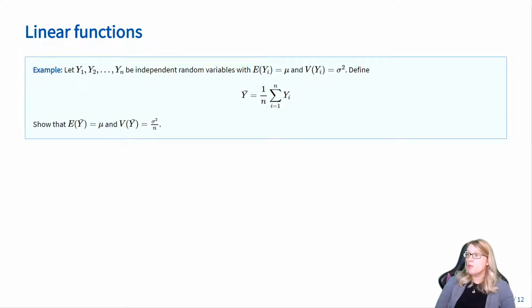So let's let y1 through yn be independent random variables with expected value of yi being mu and variance being sigma squared. I'm going to define the sample mean, y bar, as 1 over n times the sum of the y's. Let's show that the expected value of the sample mean is mu, the expected value of the individual y's. Let's also show that the variance is sigma squared over n. One thing I want to point out, and I'll remind you of this again a little bit later on, we have not made any assumptions about how these y's are distributed.